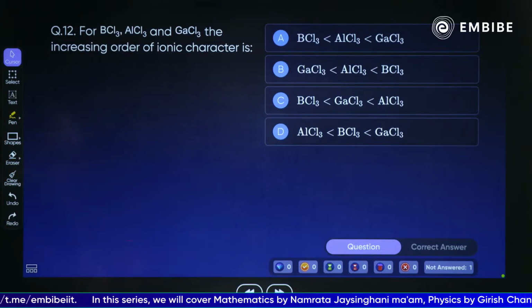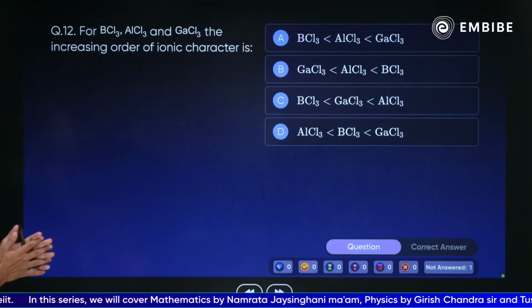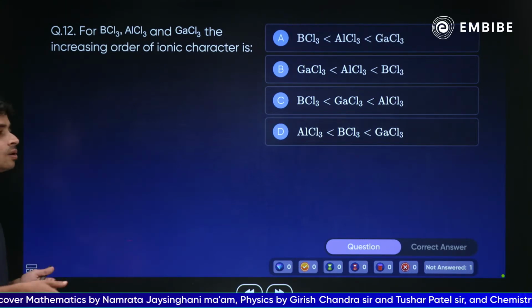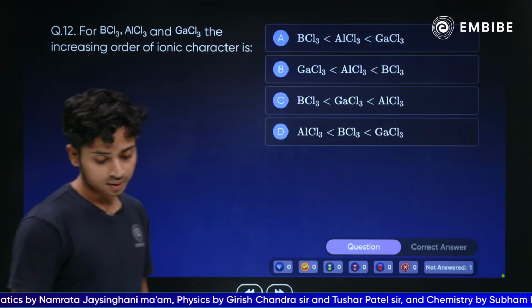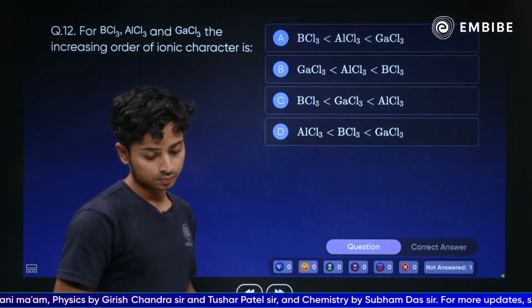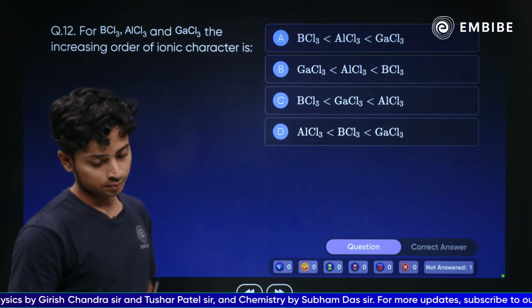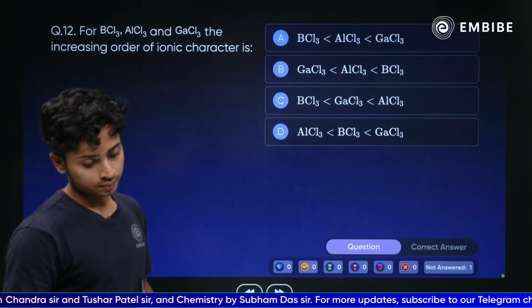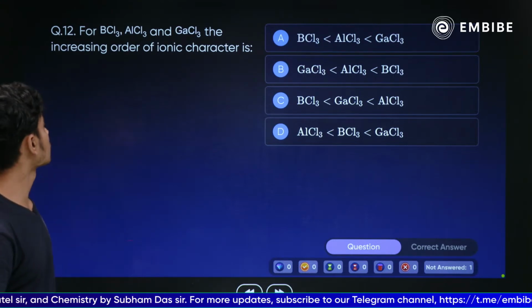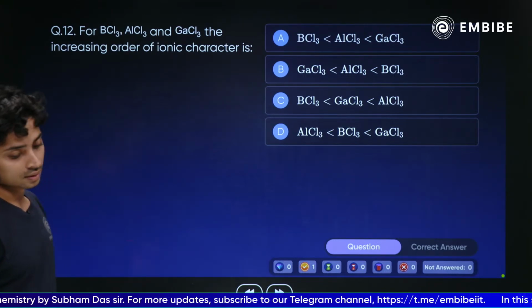Next question. So for BCl3, AlCl3 and GaCl3. Boron, aluminium and gallium, they all belong to group 13 of the periodic table. So this question is based on, what is the question? Increasing order of ionic character.